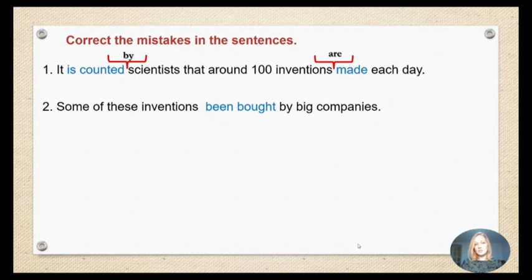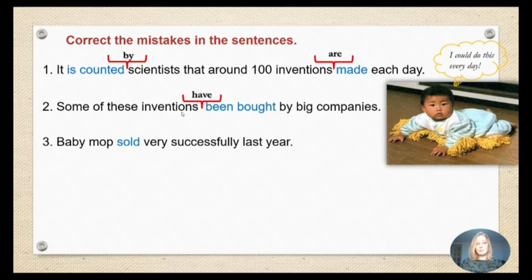Okay, the second one. Some of these inventions being bought by big companies. Well, it's clear that something is missing right here. What is it? If we have been, then we have to have or has. So some of these inventions have been bought by big companies.